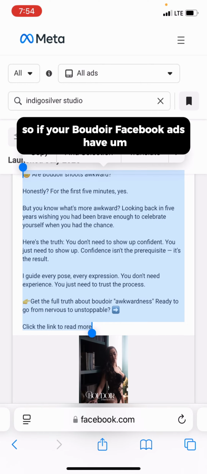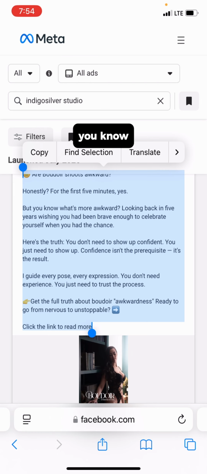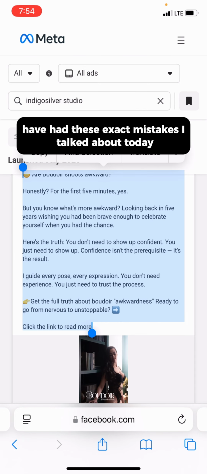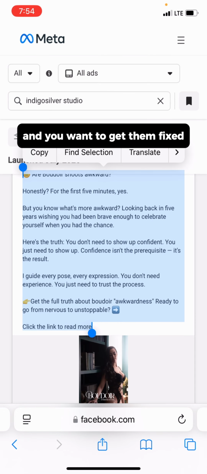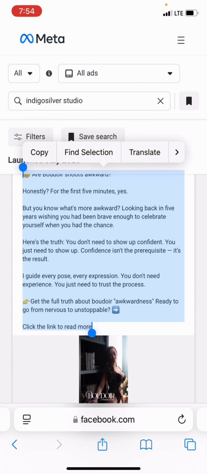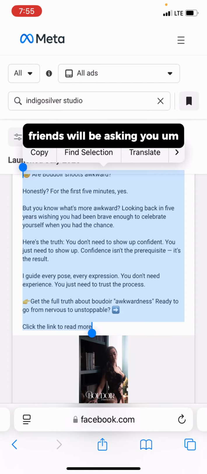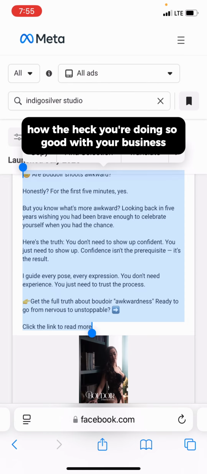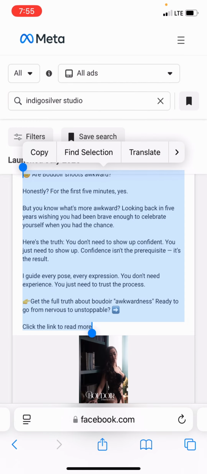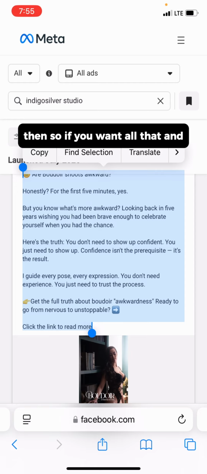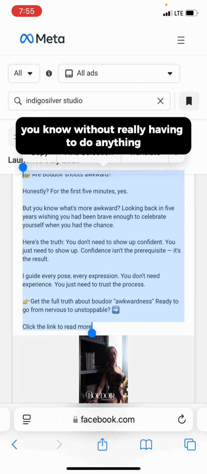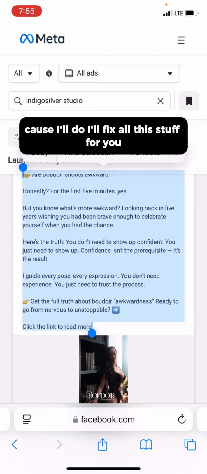So if your boudoir Facebook ads have had these exact mistakes I talked about today, and you want to get them fixed, get better ads, higher ROAS, scale the business, more clients, more happy women, basically be the top of your social circle, and all your other boudoir photographer friends will be asking you how the heck you're doing so good with your business, and without having to do much, because I'll fix all this stuff for you.